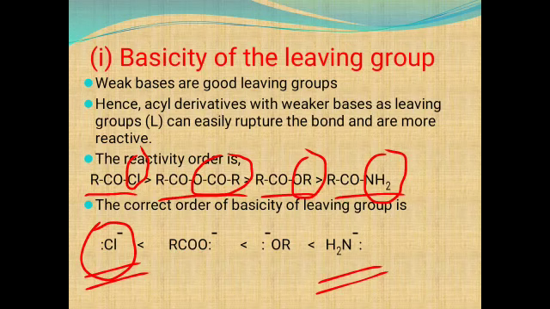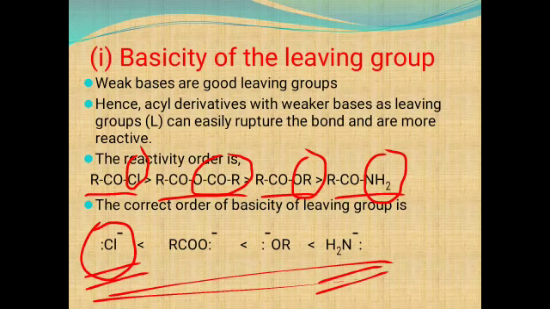Do you understand? This Cl minus here is a good leaving group. First point, what does the first point say? Weak bases are good leaving groups. So here among the four, Cl minus is the weak base. So Cl minus is the good leaving group.